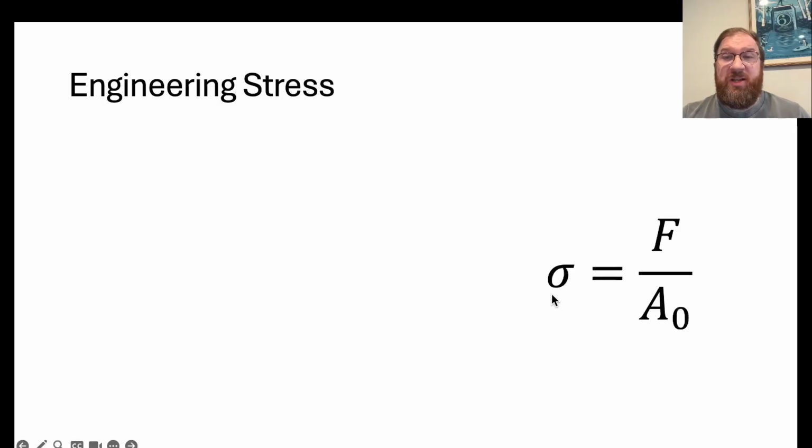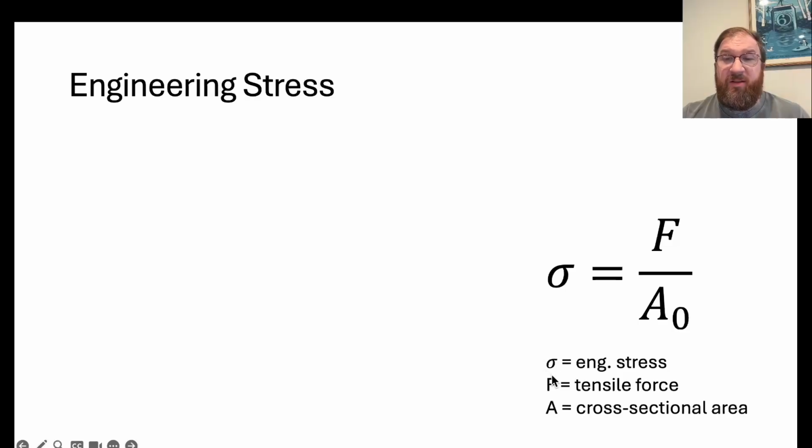So engineering stress, how do we calculate this? Our equation here, sigma, is engineering stress, and it is the tensile force that we just saw with the red arrows divided by the original cross-sectional area. So sigma is engineering stress, F is the applied tensile force, and A is the cross-sectional area.